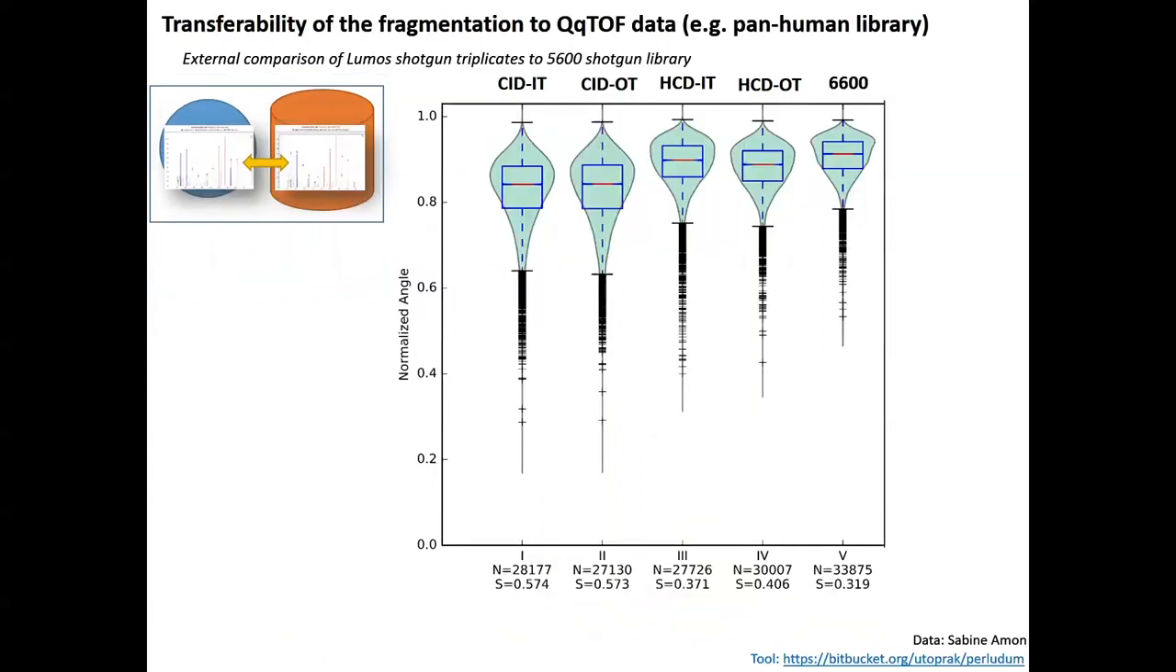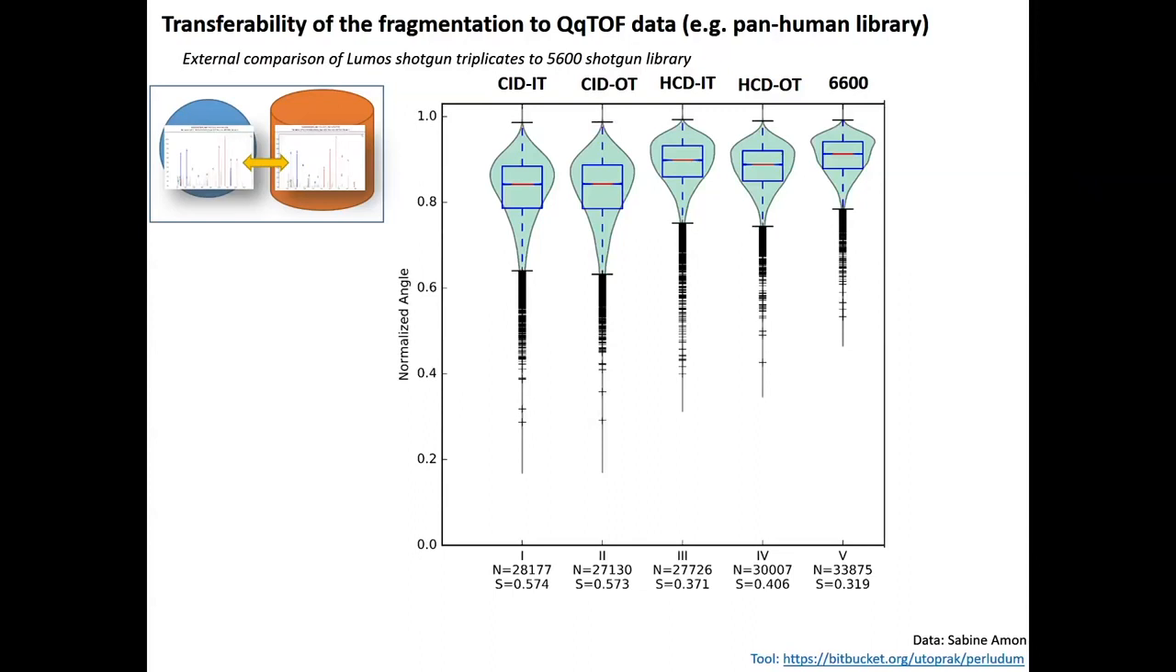And you can use this tool now to ask other questions, like, for example, how similar is my machine to a different machine or to a different library? In this case, we were very interested to see if we could use the Lumos data with the Pan-Human library. The Pan-Human library was the one generated in George's paper, and it was basically a lot of runs that we did on the triple TOF 5600. We wanted to see whether we could use that library from triple TOF 5600 data in order to mine DIA data from an Orbi.